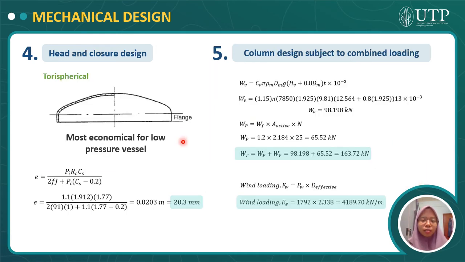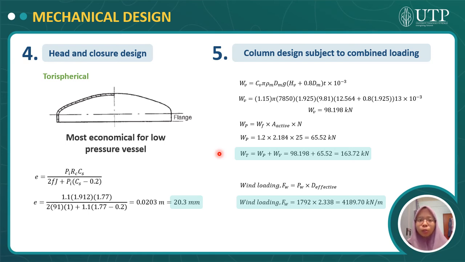For distillation column and closure design, a torispherical closure is selected as it is most economical for low operating conditions. The closure thickness is calculated to be 20.3 mm. Another point in mechanical design is design subject to combined loading, as a column is usually subjected to extra loads other than pressure. For a distillation column located in Sungai Udang, Melaka, only weight and wind load will be considered.